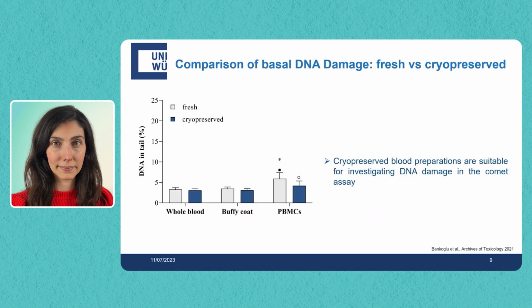What we wanted to see next, whether we can use all these three different blood preparations also as cryopreserved. Is there any difference between the fresh and the cryopreserved version? So again, from the 10 individuals, we have the whole blood, buffy coat, and PBMCs, which were freshly done, and also after freezing, we thawed them after up to a year of storage. We don't have decades-long storage here, it's up to a year. And we conducted the comet assay.